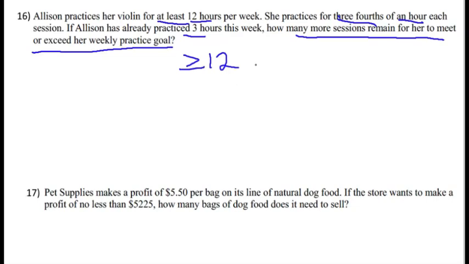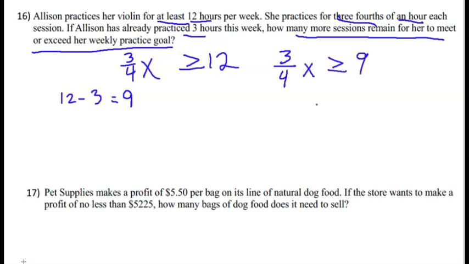It's 3/4 an hour for each session. So we'll put 3/4 times each session. We'll call that x. And then it says that she's already practiced 3 hours this week. So that means that we would have 12 minus 3. So that means she only needs 9 more hours, or more than 9 more hours. So we'll change this inequality to 3/4 x is greater than or equal to 9.